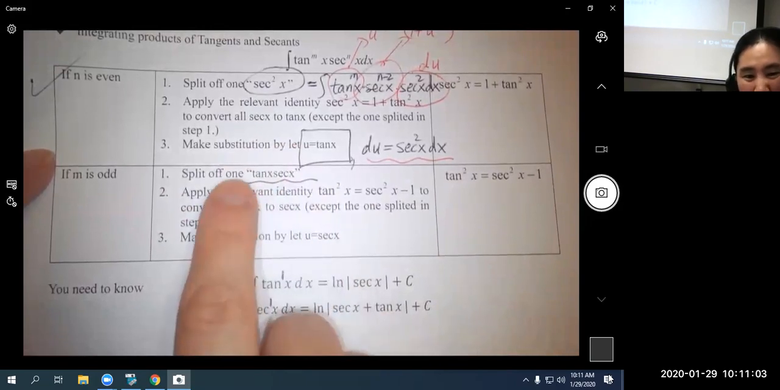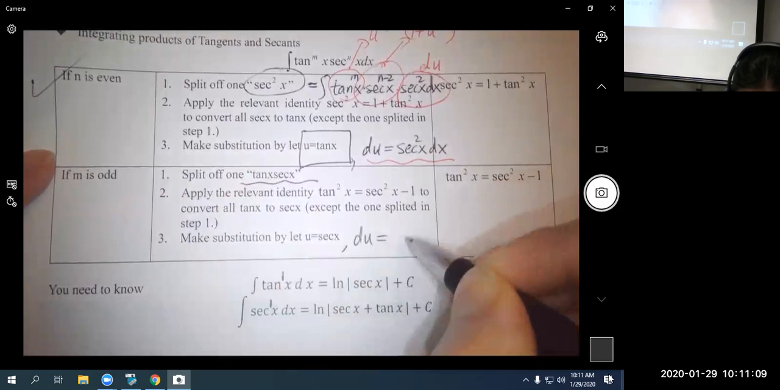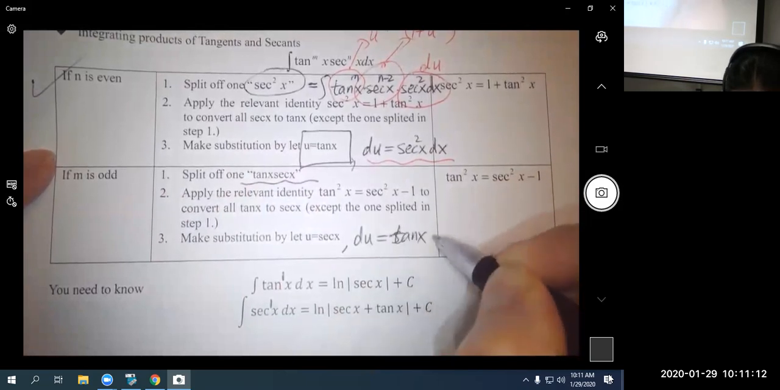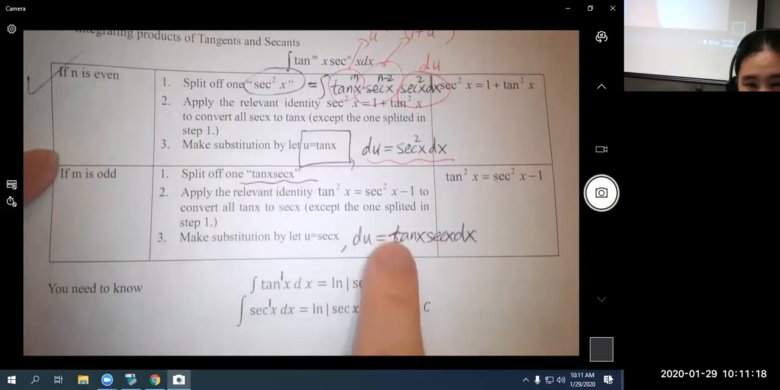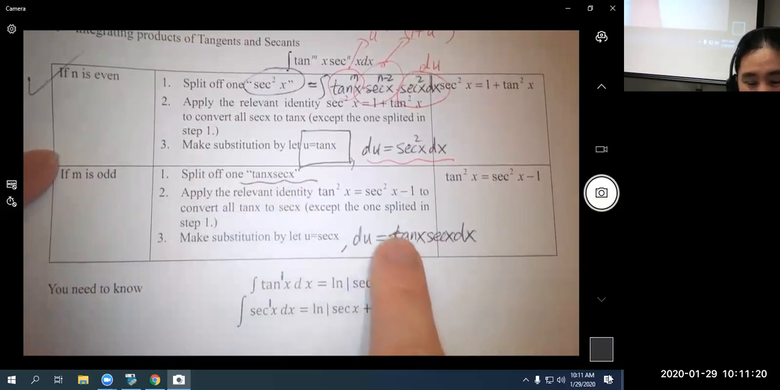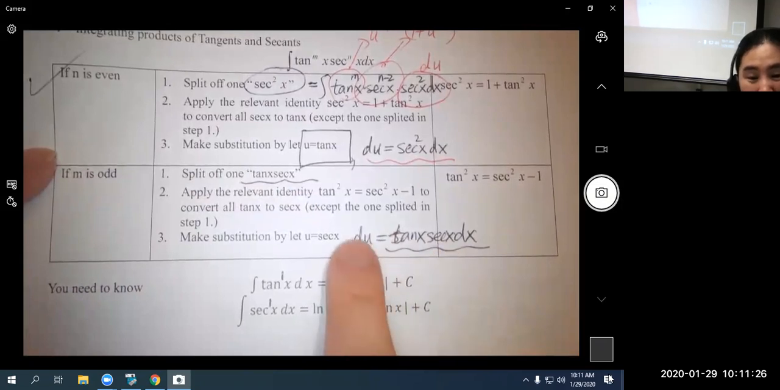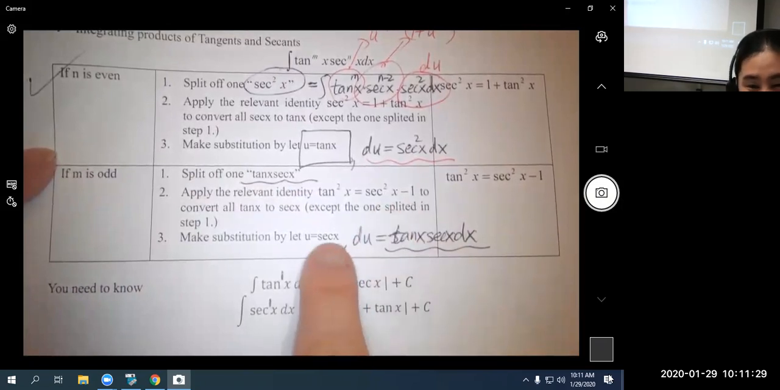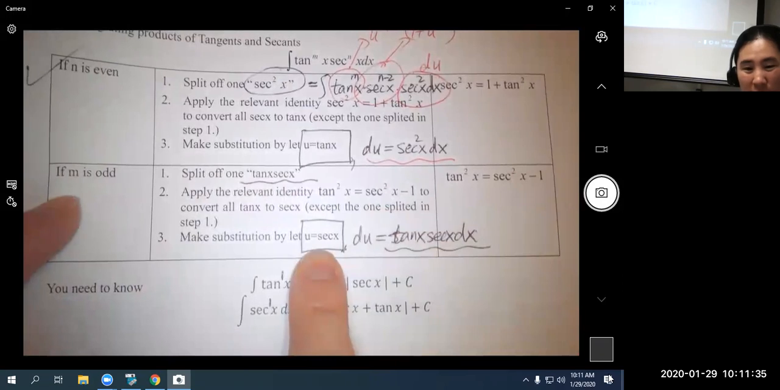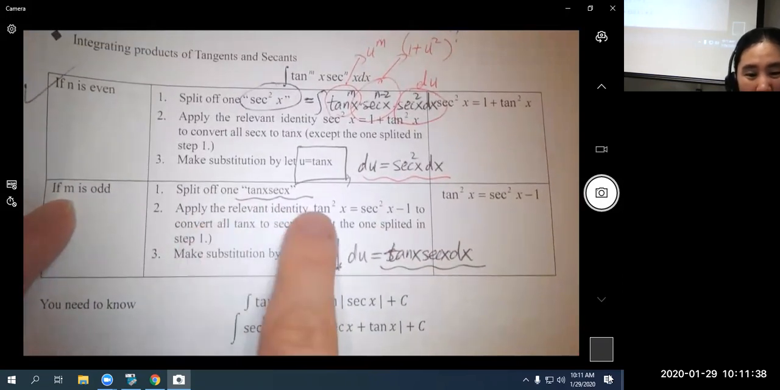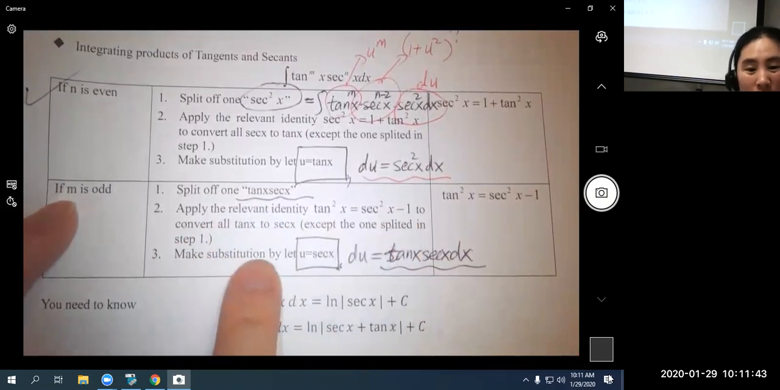Secant. So if we let u equal secant of x, du will be tangent x times secant of x dx. That's why when the power of tangent is odd, we split off one tangent times secant, because tangent times secant together with dx gives us d of what? D of secant. So the substitution for this case is let u equal secant x. Then we use this relationship and convert all tangent into secant. Then we do our calculation.